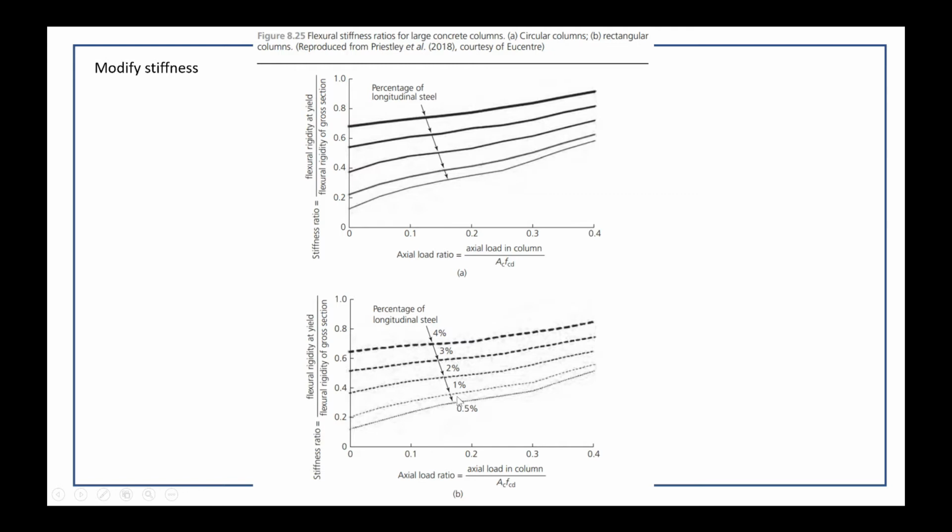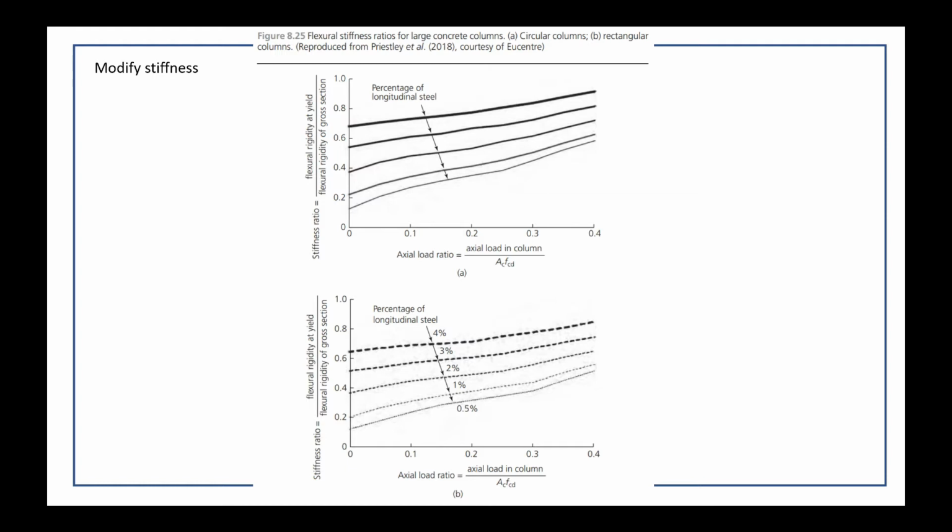Now this one is a percentage of the rebar: 1%, 2%, 3%, 4%. In the case you use 0.5%, you see here the stiffness ratio is lower than when you use 4% of rebar in the same member. So the rebar in the member also increases the stiffness of the member.